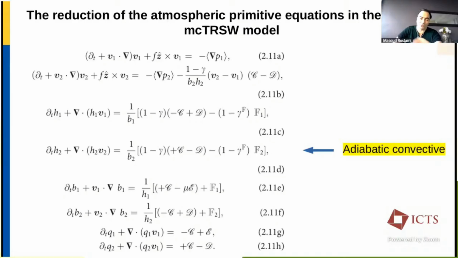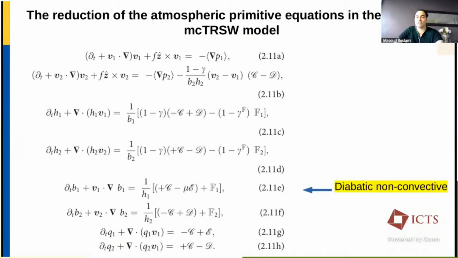And Q1 and Q2 are in fact humidity. And here we have also tracer fields of humidity, which is also a function of all this upward, downward condensation, sea surface evaporation, and so on. So in this system, we have adiabatic convective equations and diabatic non-convective effects, in fact, in the system.